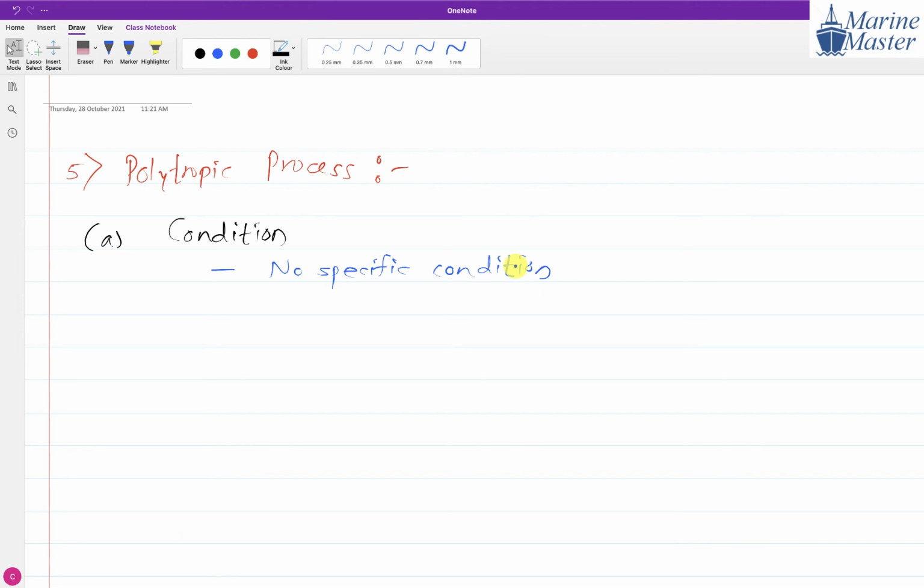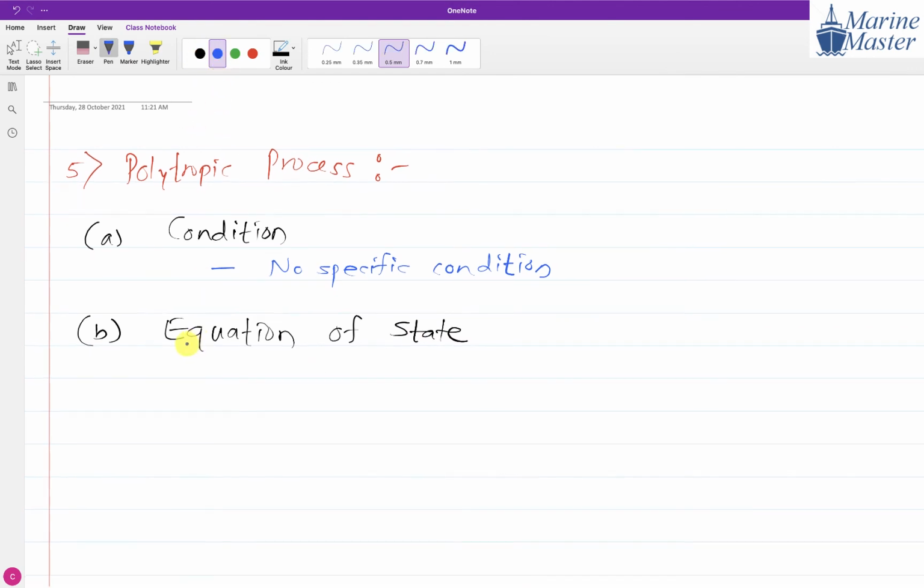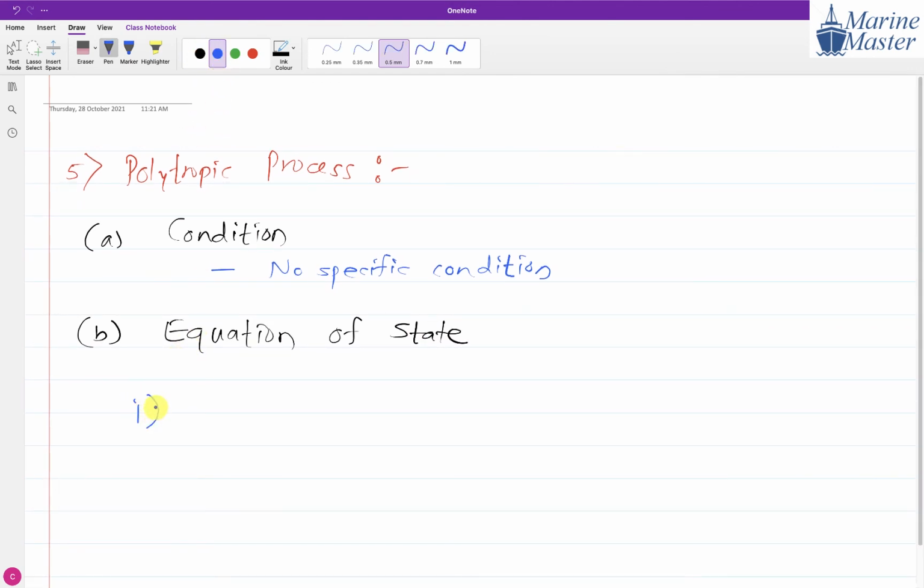Okay. Now then, after that, what will be the B point? Equation of state. Whatever equation of state we have seen for the isentropic process, a similar equation will be here also. There we have seen P1 V1 raised to the power gamma is equal to P2 V2 raised to the power gamma. But here, instead of that, we will have P1 V1 raised to the power n is equal to P2 V2 raised to the power n.